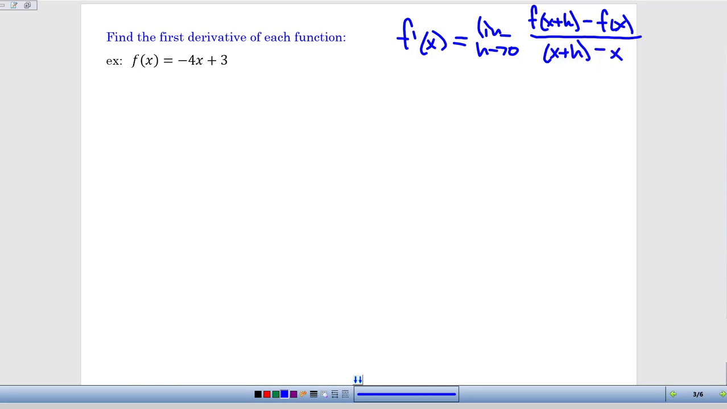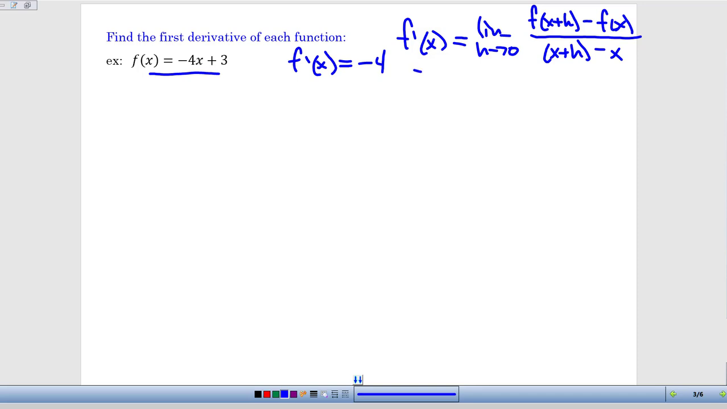So we saw how this worked for f of x equals x squared. So now our function is a linear function. f of x equals negative 4x plus 3. And so we know that the slope of the line of a linear function is constant. It never changes. And that slope is, in this case, negative 4. So we should, when we're done, get an answer of the first derivative formula being negative 4, meaning that no matter what value of x we're at, the instantaneous slope of the line is negative 4. So let's see if that works here.